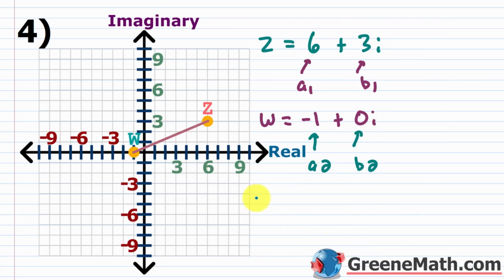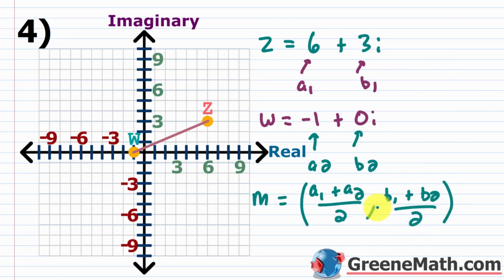Okay, so if you want to do it this way, you could say the midpoint is equal to, remember, normally it's the average of the x values, so x sub 1 plus x sub 2 over 2, and then comma, the average of the y values, so y sub 1 plus y sub 2 over 2. Here, you're basically doing the same thing, but it's just the average of the real parts. So I'm going to go a sub 1 plus a sub 2 over 2, and then comma, the average of the imaginary parts. So let's say b sub 1 plus b sub 2, and then over 2.